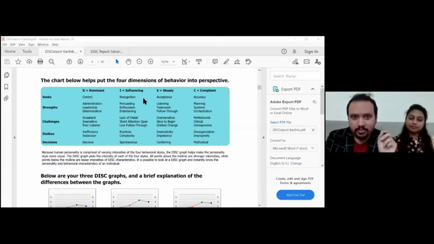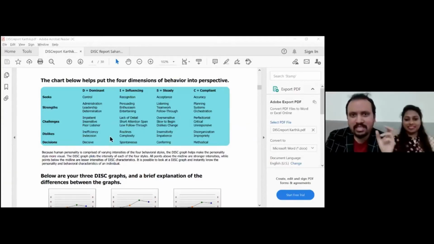What is I? He or she is very influencing in nature and seeks recognition. What are the strengths? Persuading, enthusiasm, entertaining. What are the challenges? Lack of detail, short attention span and low follow through. Dislikes routines and complexity. Decisions are spontaneous.